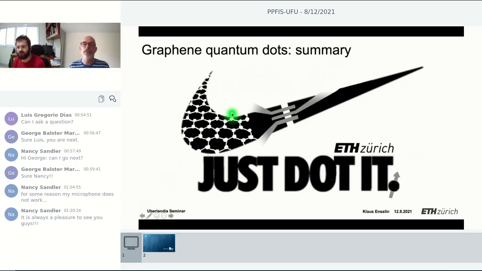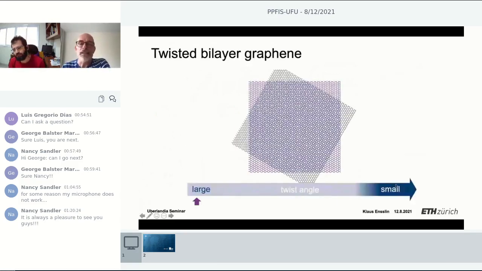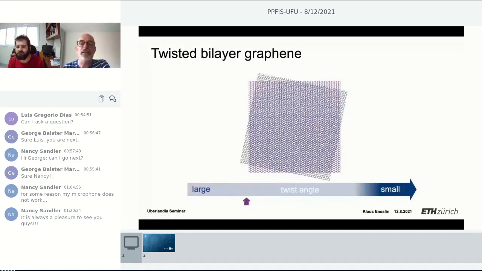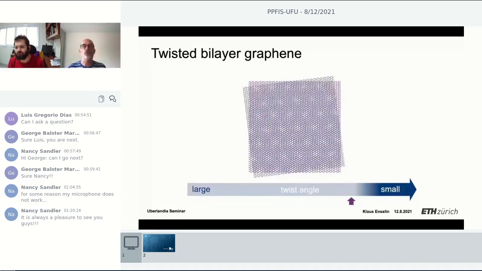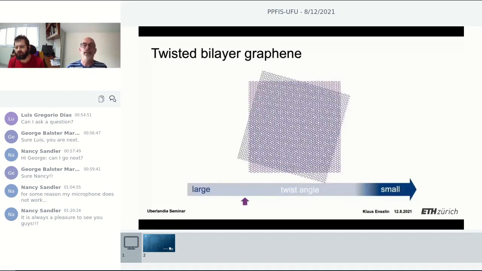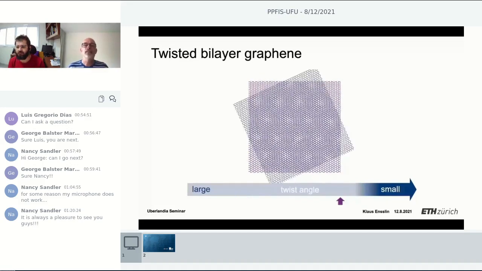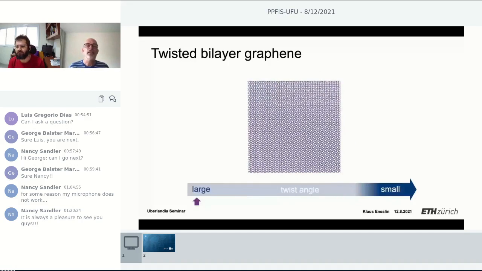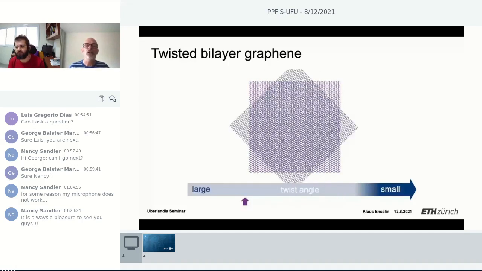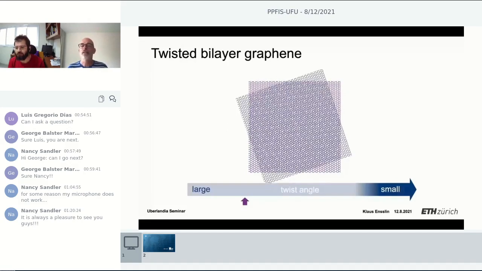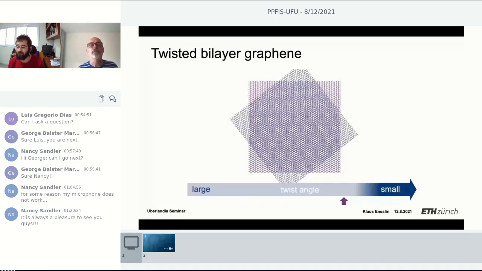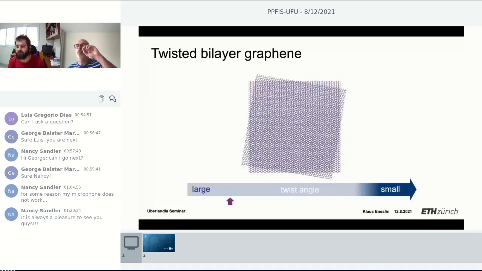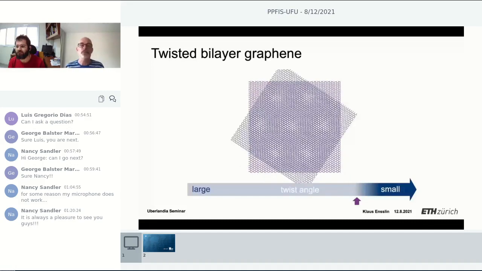Just dotted. Okay, now let's come to the twisting. Everybody likes twisting these days. And let me start out very basic. These are two graphene layers that you rotate with respect to each other. And you can see how this superstructure emerges, which is called the moiré pattern. And you can see that depending on the twist angle, you get different shapes. And you can see that the smaller the twist angle, the larger the periodicity of the moiré pattern. So in principle, in the limit of zero angle, so untwisted, there is no moiré pattern. But if you open a small angle, then you get a large periodicity.